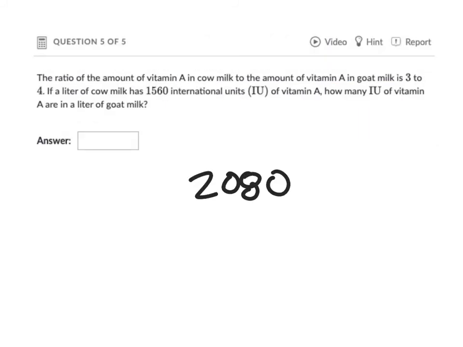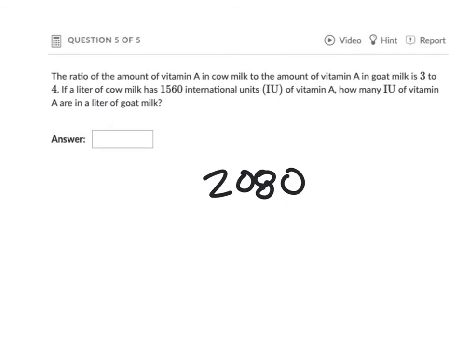2080. Whatever, I did it in my head. So, I did pretty good. Again, all I'm doing is reading. The ratio of the amount of vitamin A in cow milk to the amount of vitamin A in goat milk is 3 to 4. So what I did was cow over goat is what I wrote, because that's how it was read.